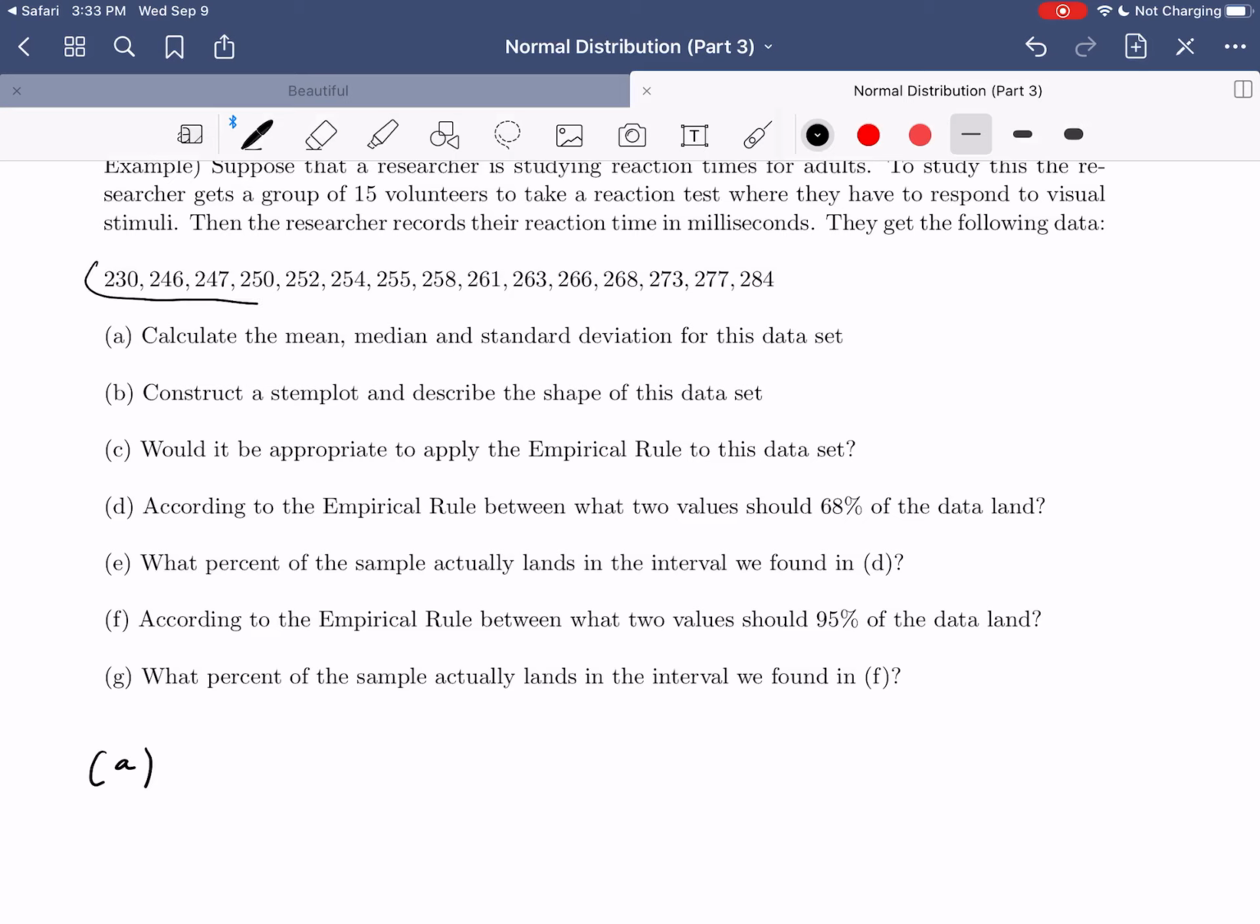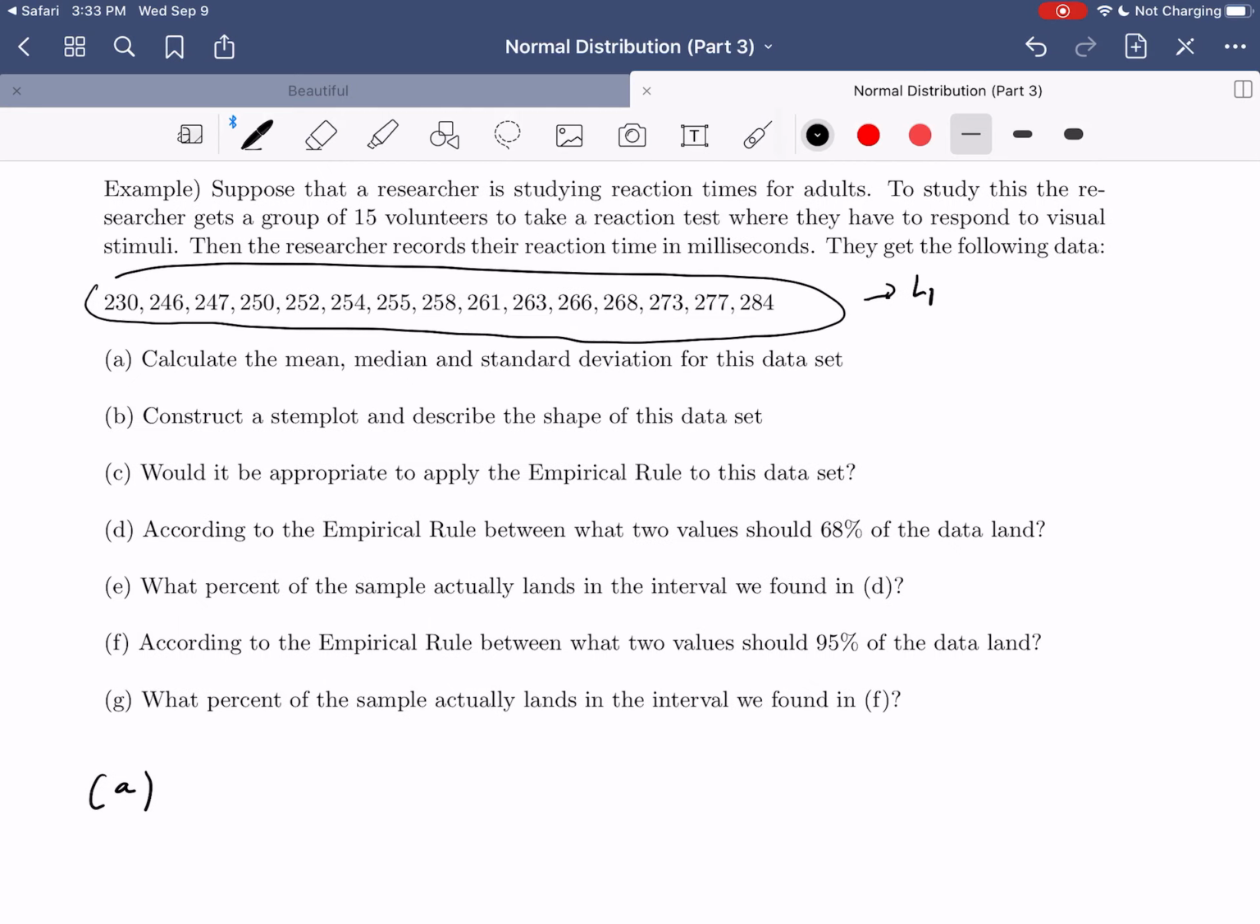So we'll take all of this stuff here. And of course, it doesn't matter what list you're going to put it into, but I'll just pop it into L1. So if we hit Stat and Edit and clear out any data that might be in there, and then start to put this in: 230, 246, 247, 250, 252, 254, 255, 258, 261, 263, 266, 268, 273, 277, and 284. And we can check when you're on 284, it should say L1 of 15, indicating we did type in 15 data points, which we know we were supposed to because our sample were those 15 volunteers.